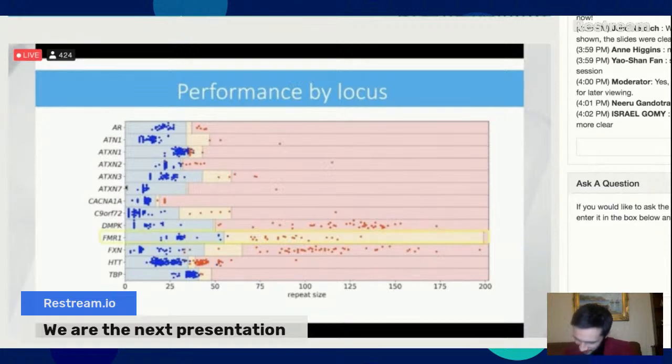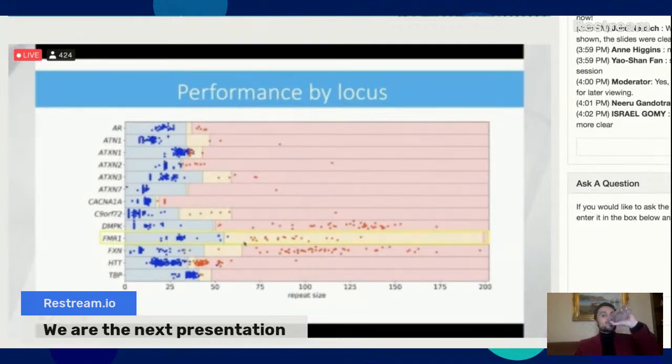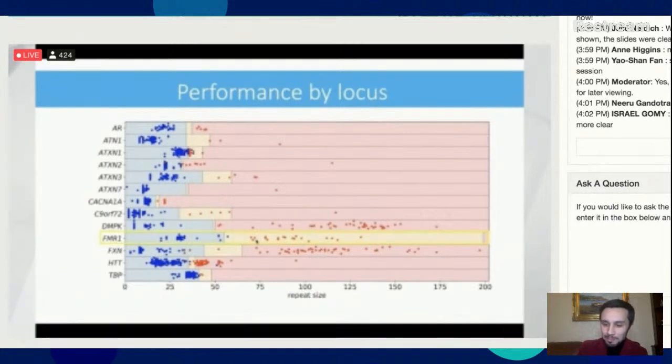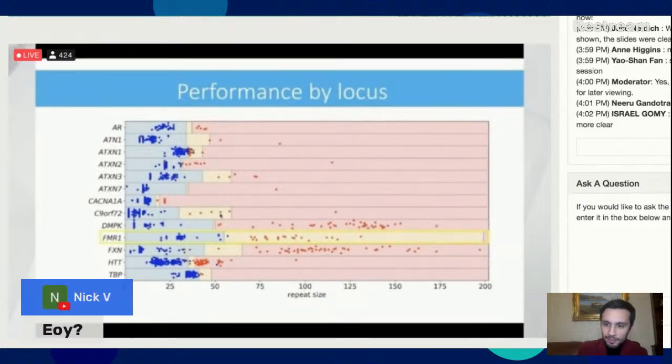But what this also shows you here, for example, is that all repeats that were predicted by PCR to be in the full expansion range for FMR1 were predicted to be in the premutation range by whole genome sequencing. So whole genome sequencing consistently underestimates larger repeats.